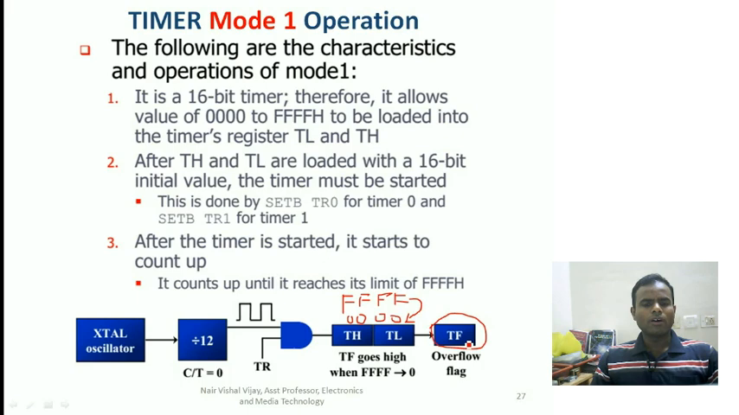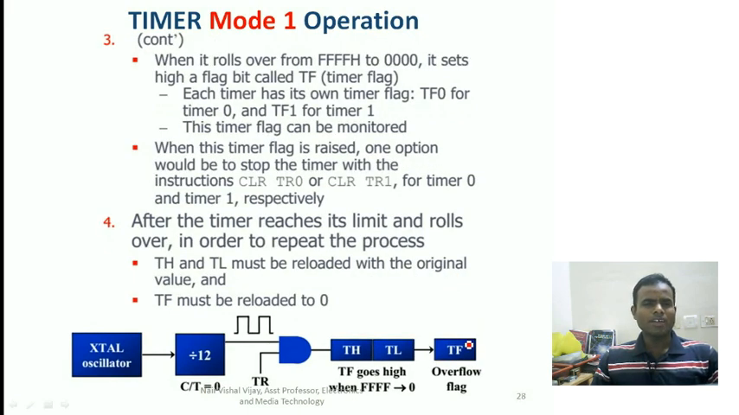Okay, so let's see some more things in detail. Now, a timer in mode 1 operation has to be loaded with an initial value. So you need not always run from 0. You can run with an initial value. For example, if I say I run with an initial value FA, B3, I start counting from FA B3, and I can count all the way to FF.